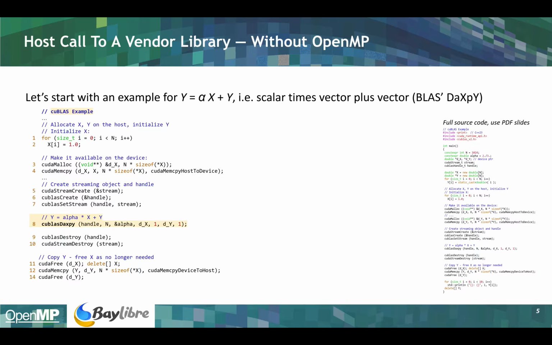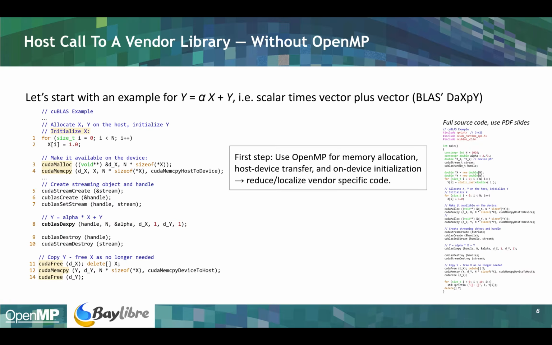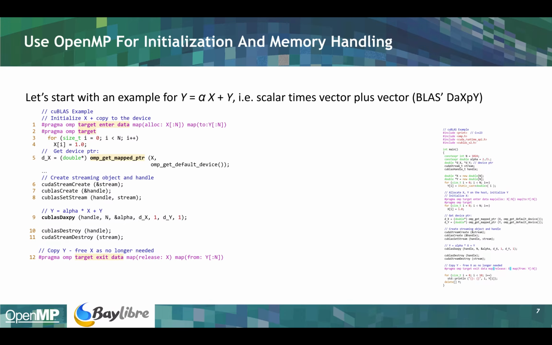In the first step, I look at the memory allocation and initialization, those lines, which can easily be replaced by OpenMP. OpenMP target enter data and exit data make it possible to put data on the device. In this example, for X, we don't actually copy the data, but just allocate memory and release it at the end. And for Y, we copy it in and out of the device.